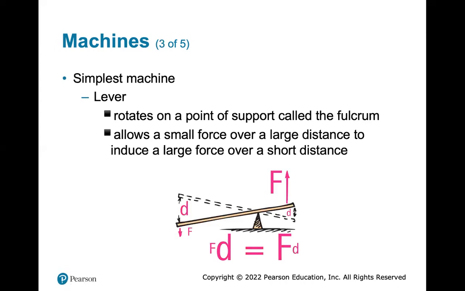And here it is. The simplest machine is a lever. It rotates on a point of support called the fulcrum. This is the fulcrum. It allows a small force over a large distance to induce a large force over a short distance. So you can push on this with little force, but you're going to have a large distance, and so you're able to move something a small distance with a heavy force. So small force times big distance equals big force times little distance. That's the key takeaway from here. The force times distance is going to equal the same. So you decrease the force so that you don't have to push as much. You have to go a long distance to get on the other side an equivalent large force, but a small distance.